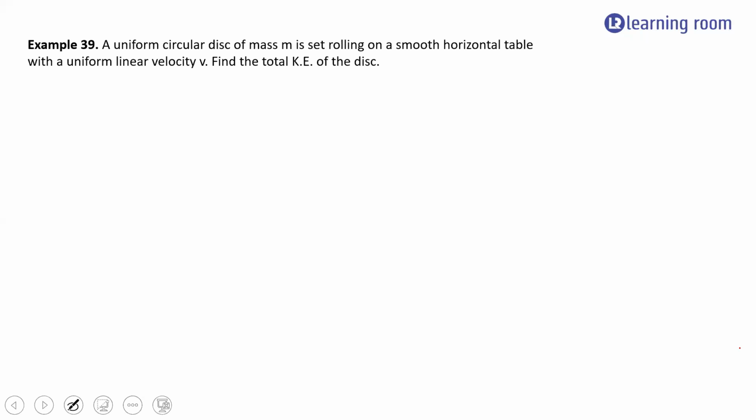A uniform circular disc of mass m is set rolling on a smooth horizontal table with a uniform velocity v. Find the total kinetic energy of the disc. So here, why are they using the word total kinetic energy? Because whenever an object is rolling, what energies are associated with it? So total kinetic energy is going to be rotational kinetic energy plus translational kinetic energy.